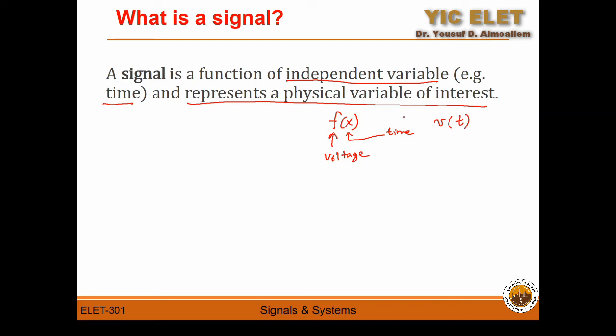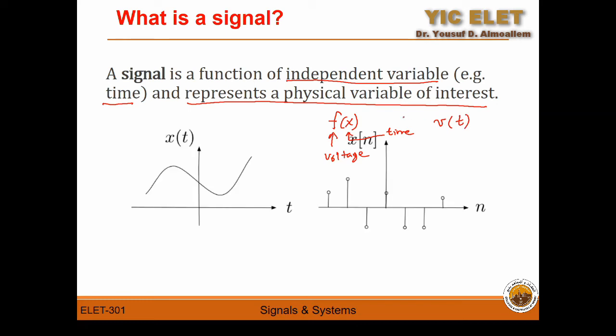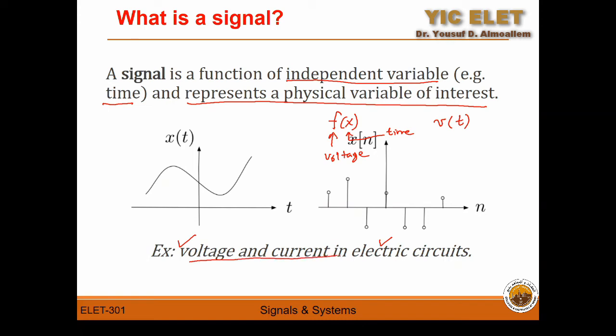So this is a signal, a collection of data. And here are some examples. This is a continuous type of signal, and this is a discrete type of signal. So voltage and current in an electrical circuit represent signal examples.